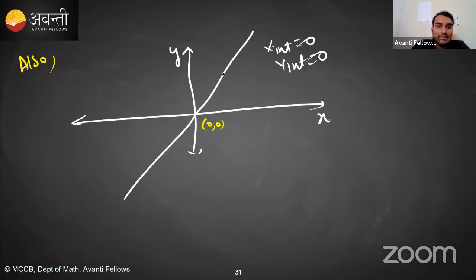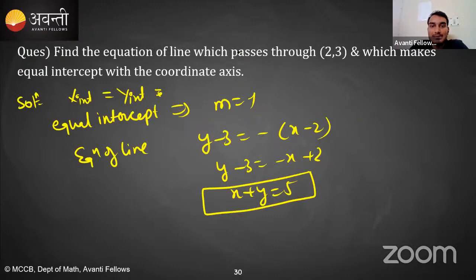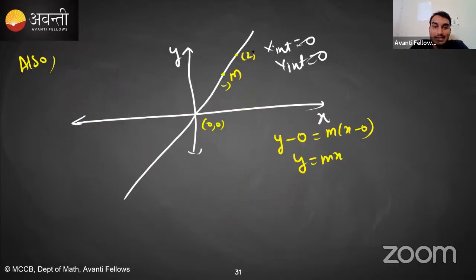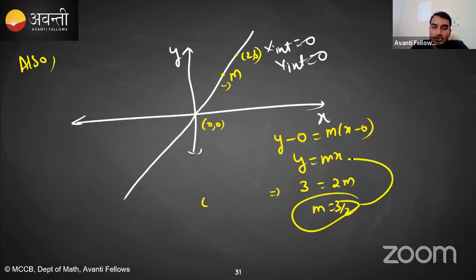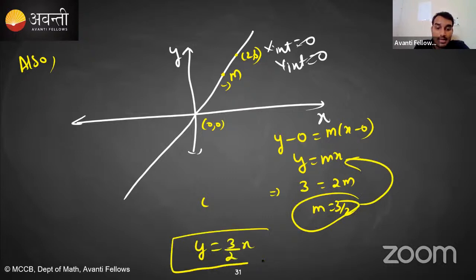So let's suppose the line has slope m. So what will the equation of the line be? y - 0 is equal to m(x - 0), y is equal to mx. Now the given line is also passing through (2, 3). So (2, 3) will satisfy this line. So 3 is equal to 2m. What did we get for m? 3/2. Substitute back. So what line did we get? y = 3/2 into x.